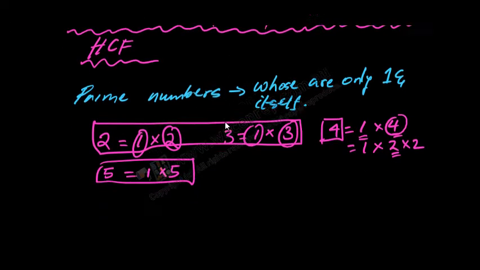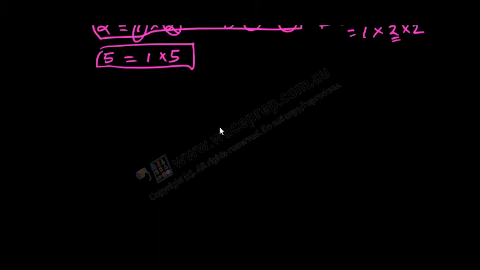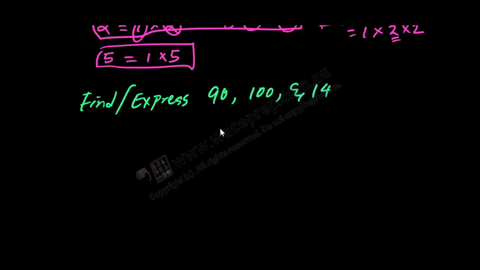Now let's look into an example of using prime numbers for calculating lowest common multiple and highest common factor. Let's say someone asks us to find or express numbers such as 90, 100 and let's say 140 as multiples of prime numbers.